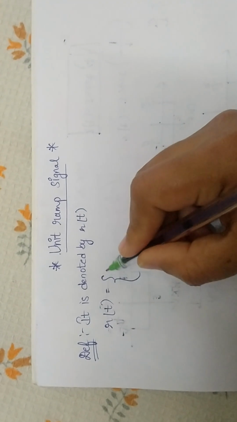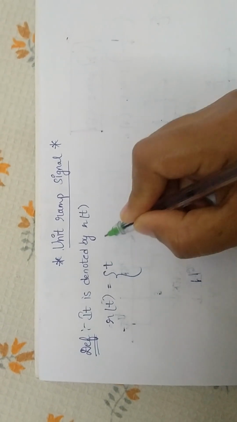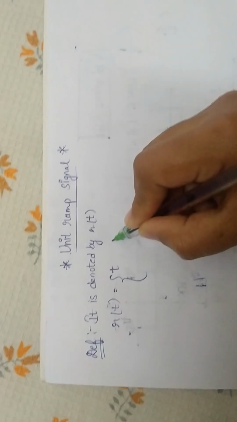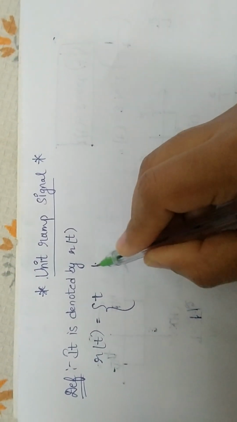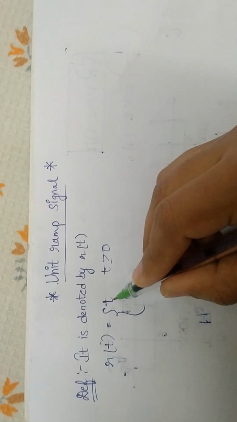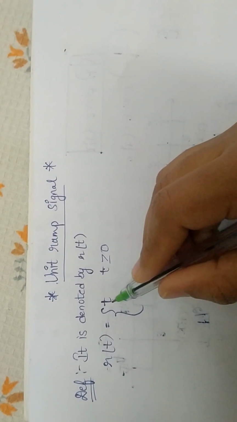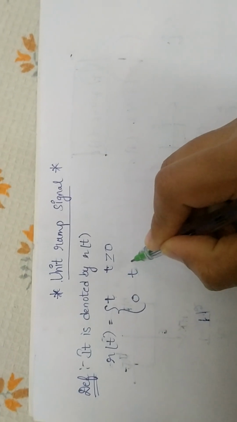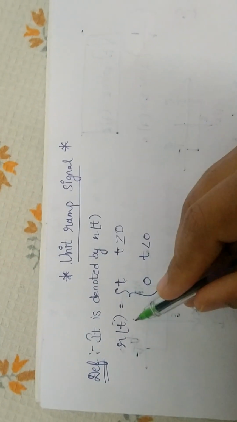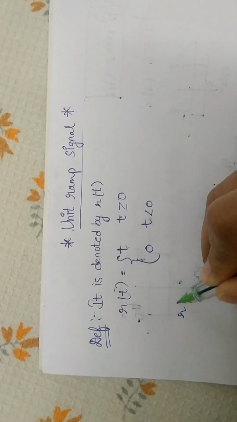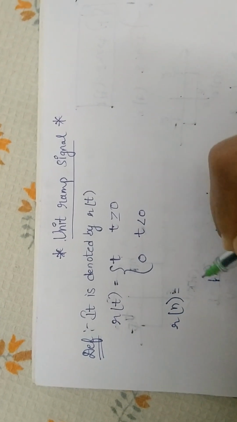So R of t, what is the answer here? R of t is equal to t for t greater than or equal to 0, and it is 0 for t less than 0. This is the continuous manner, and in the discrete manner we are taking R of n.